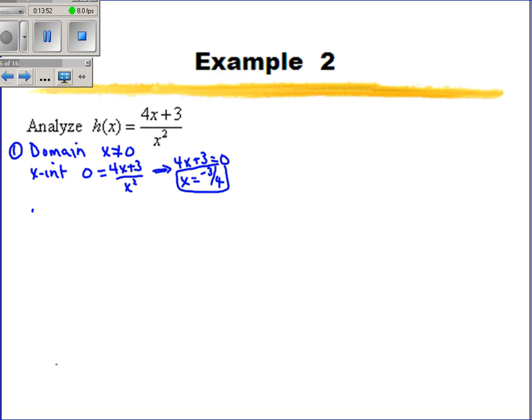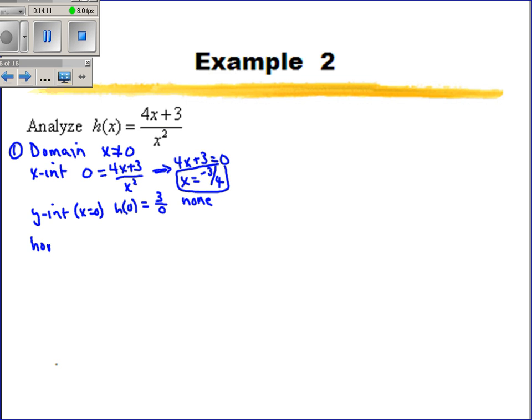Okay. The y-intercept: let x equal 0. So h of 0 will be 3 over 0, which is undefined. There is no y-intercept. Okay, so now let's look at asymptotes.